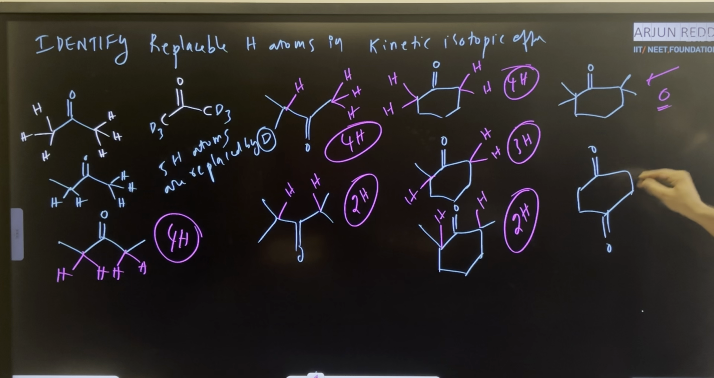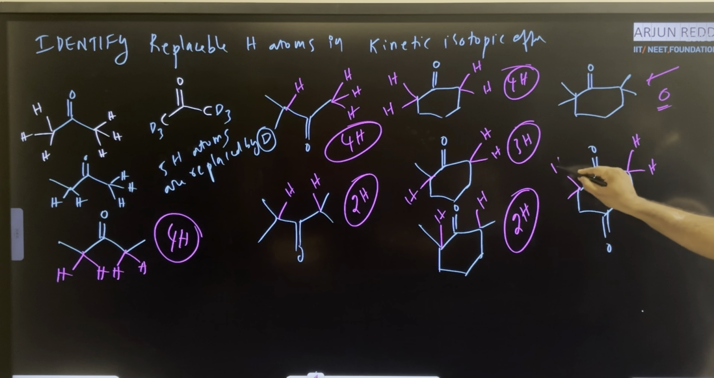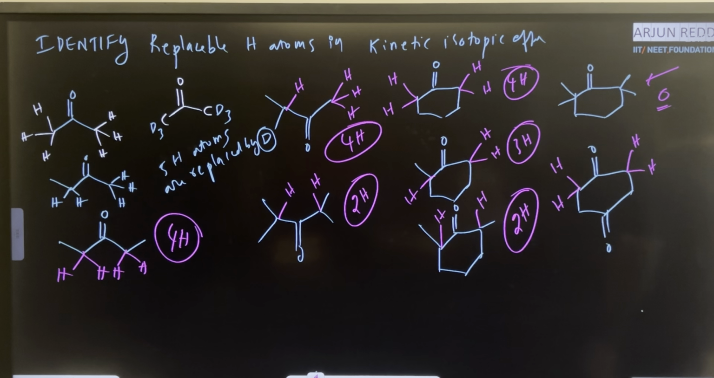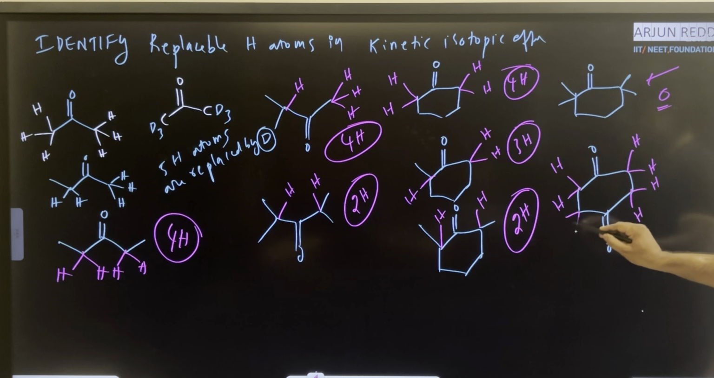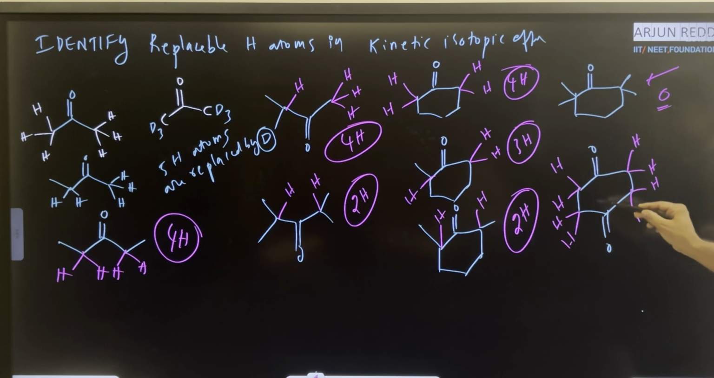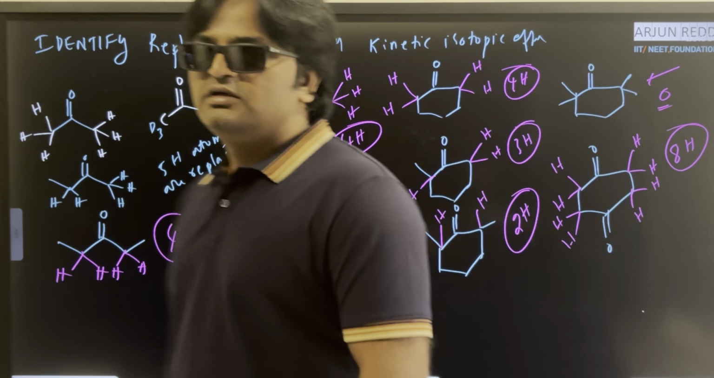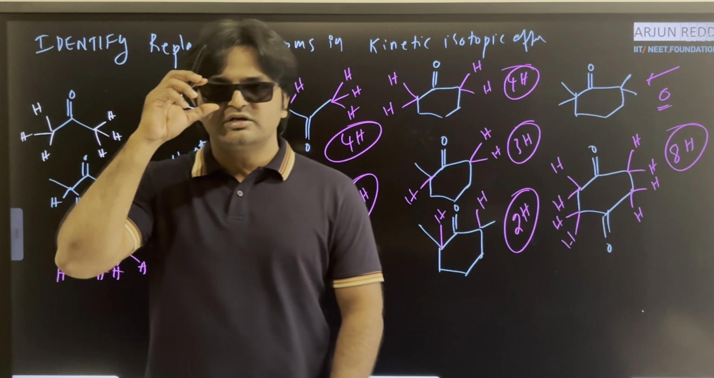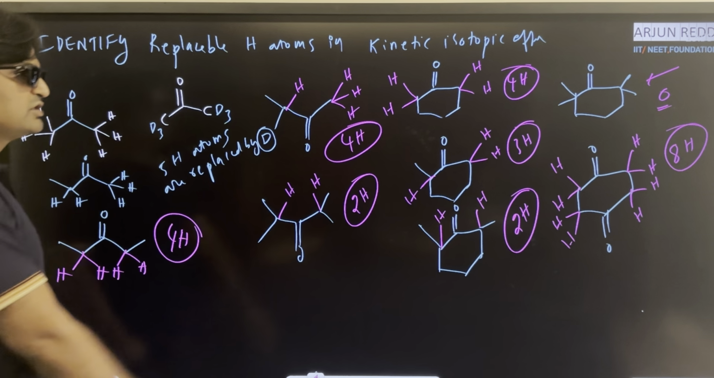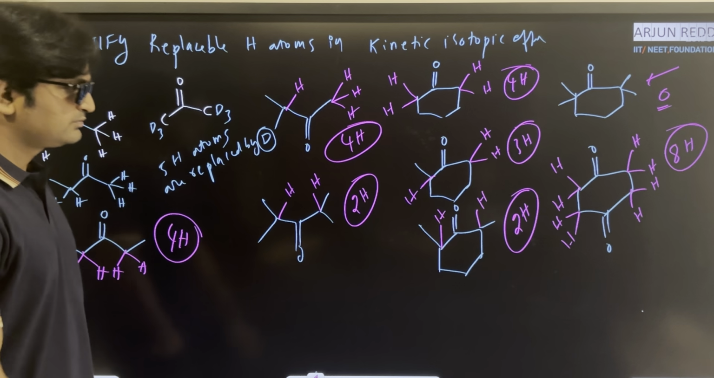And here with respect to this carbonyl, there is a hydrogen and hydrogen. Yes. Left side also hydrogen and hydrogen. Right side 1, 2, 3 and 4. With respect to upper carbonyl, 4 hydrogen atoms are there. With respect to lower carbonyl, 4 hydrogen atoms are there. Total 8 hydrogen atoms are replaced by deuterium. Very simple question.